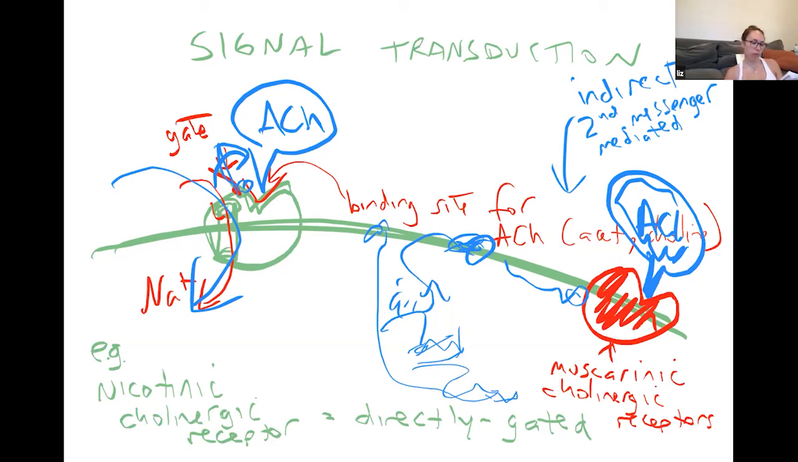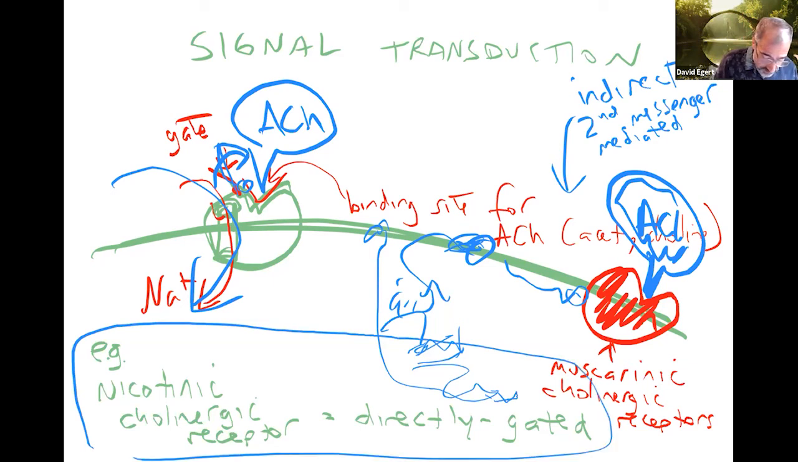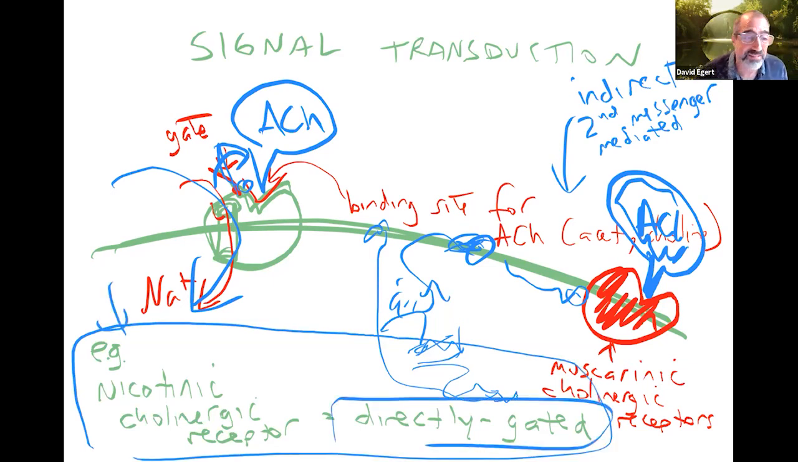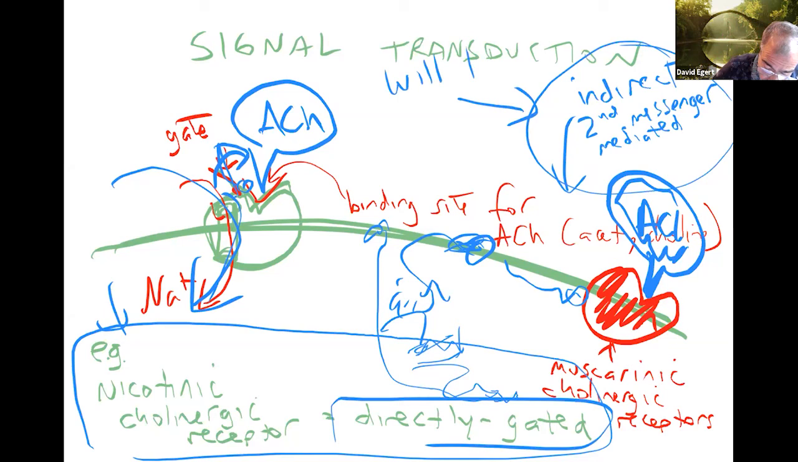But on Tuesday, there's not much more to say about directly gated channels. You kind of get it: you bind and it automatically opens the gate. But signal transduction using second messengers, it's really important that we understand that. And so we're going to look at that in way more detail on Tuesday.